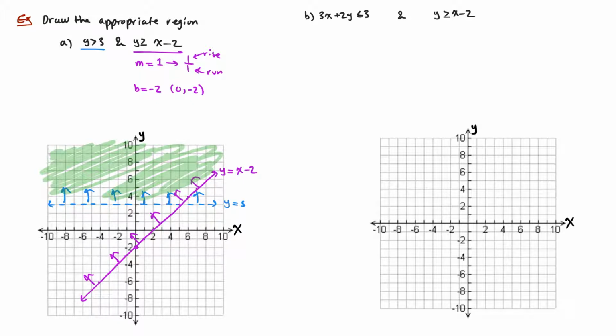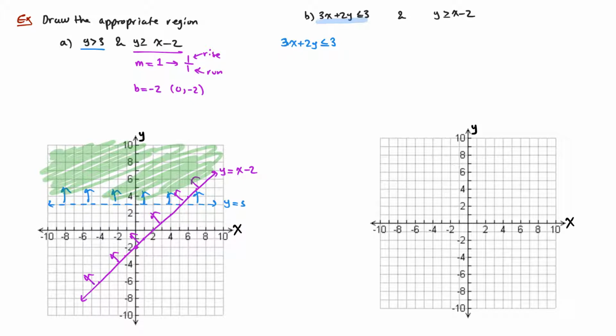Alright, the next one over here is a little bit more involved because I have 3x plus 2y is less than or equal to 3, and that's not given to me in y is equal to mx plus b format, so I have to change that first. So I'll write it out again down here. I have 3x plus 2y is less than or equal to 3.